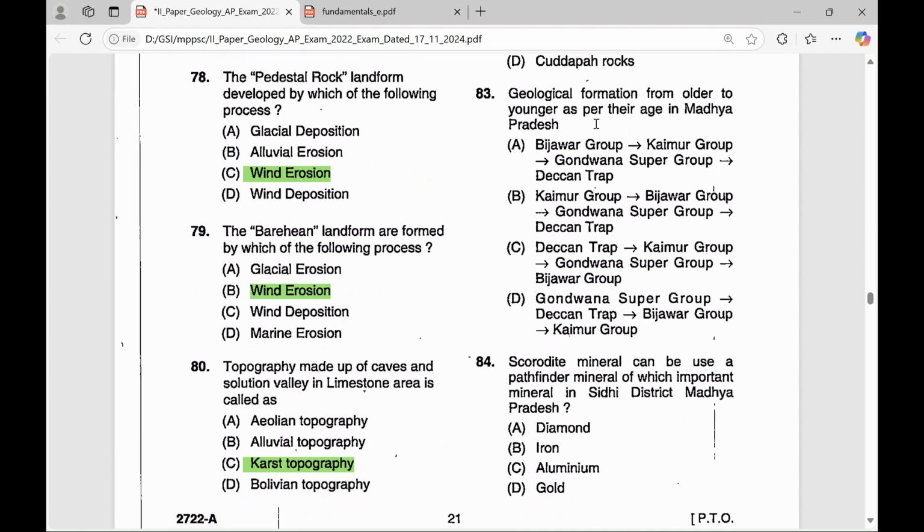Next, geological formations from older to younger as per their age in Madhya Pradesh. Basically, it's Bijawar, Kaimur, Gondwana, Supercup, Deccan Trap, rearranged. Even if you don't know the stratigraphy of Madhya Pradesh completely, if you have read about this or found it common in some questions, you can do it. Gondwana is older than Deccan. Bijawar is a very old, and Kaimur is also very old. So the correct answer will be A.